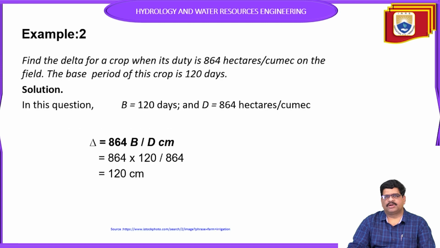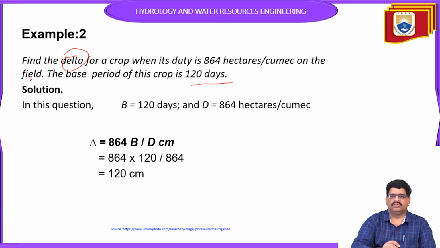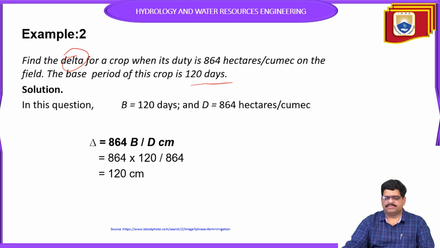Next, this is the next problem. We have to see problem number 4. Find the delta for the crop with the given duty. The duty is 864 hectares per cumec on the field. The base period for this crop is 120 days. What we have to find out is the delta. Here the base period is given as B equal to 120 days, and D is given as 864 hectares per cumec, that is the given duty. So from this we have to find out the delta.